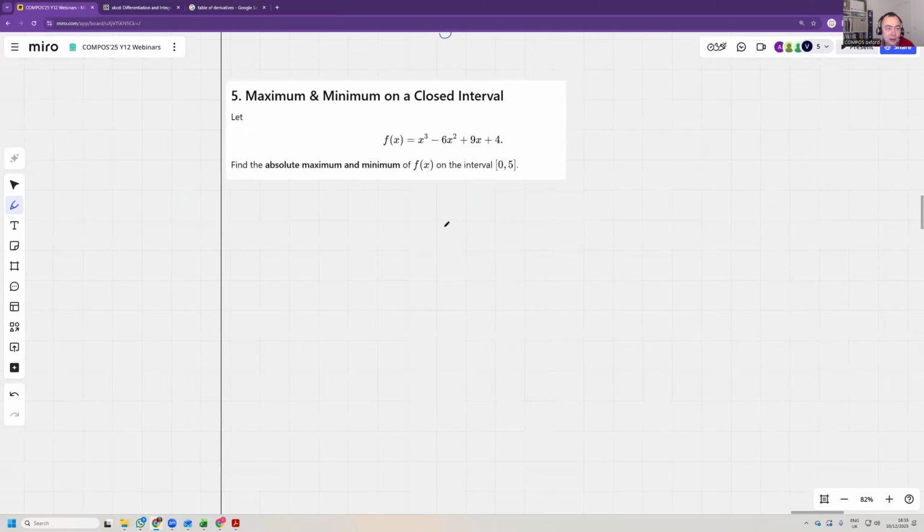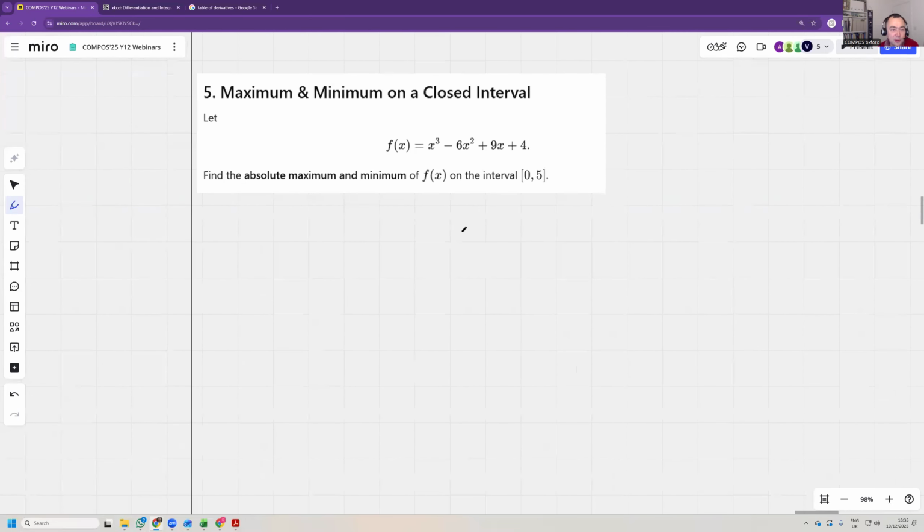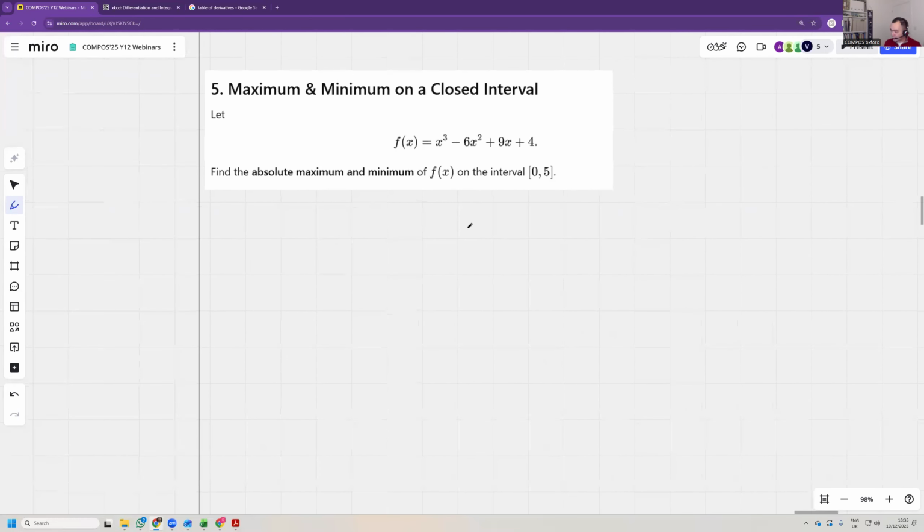Okay. Maximum and minimum on a closed interval. Here we start using derivatives for practical applications. Well, I don't know how practical finding a maximum and minimum of a function is, but that's the idea. We have a function that has a minimum or a maximum. Let's imagine a function on an interval. Right, so the function can go like this.